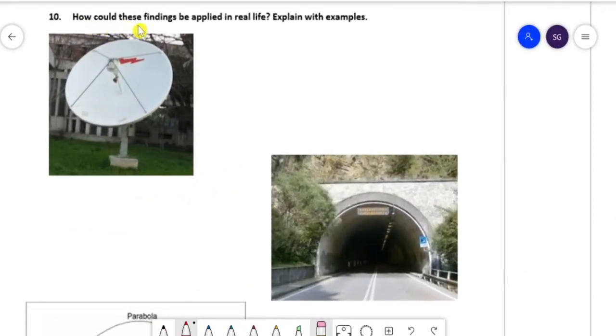The last question says, how could these findings be applied in real life? Explain with examples. When we are transforming, suppose we have to design a dish so that it captures the maximum amount of radio waves. If I show you the curve from the side, the dish can be this, or a bit deeper than before, or this. In this case, we are basically stretching it along the y-axis. So this is one example that is stretched or transformed.